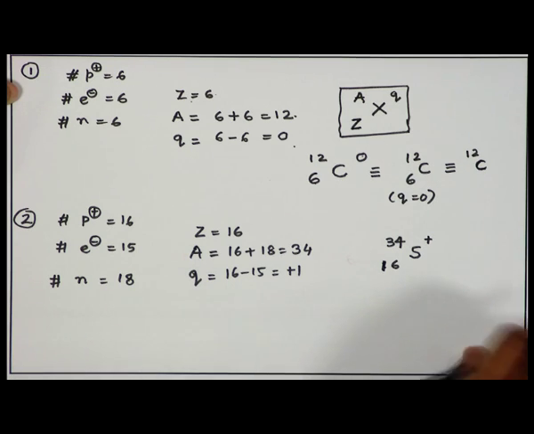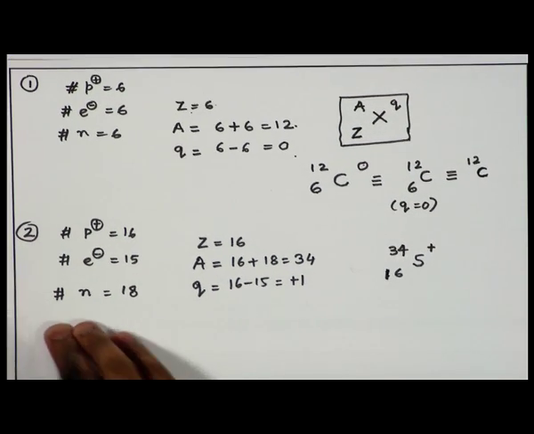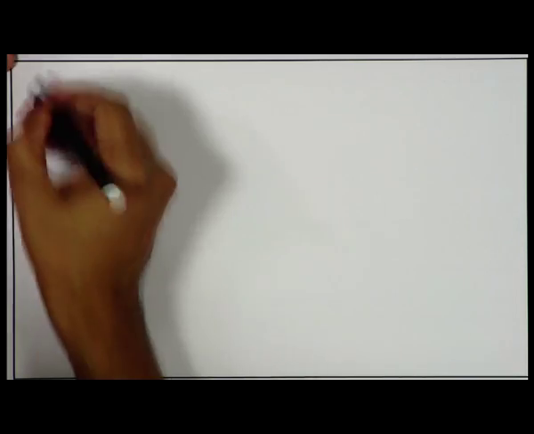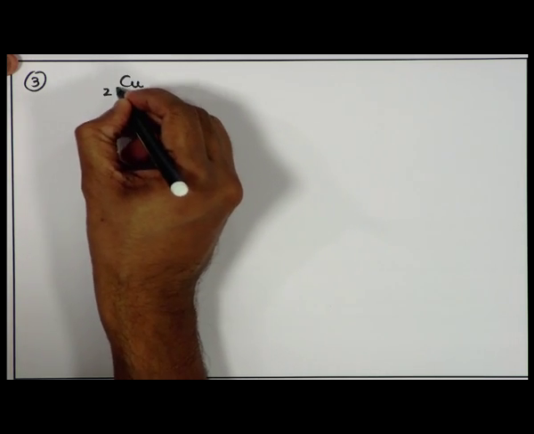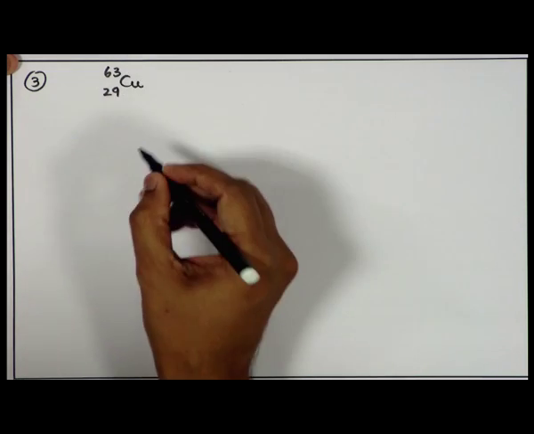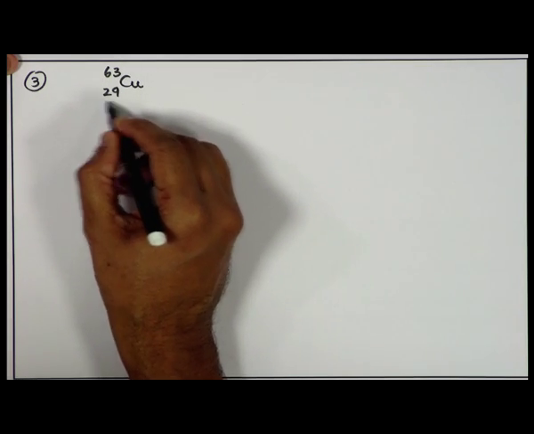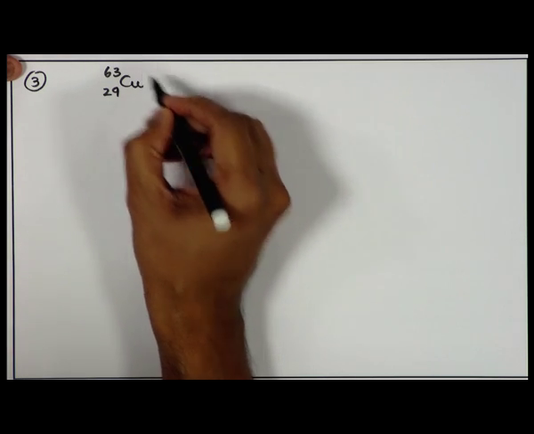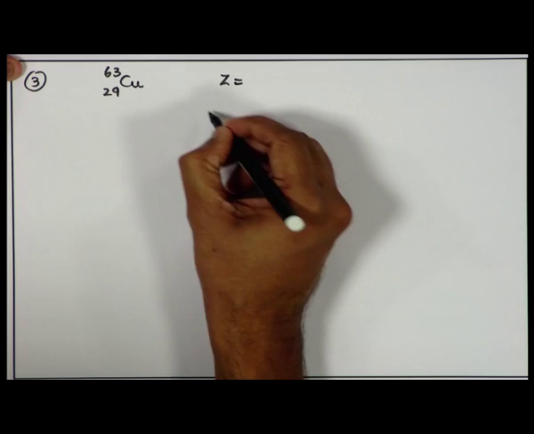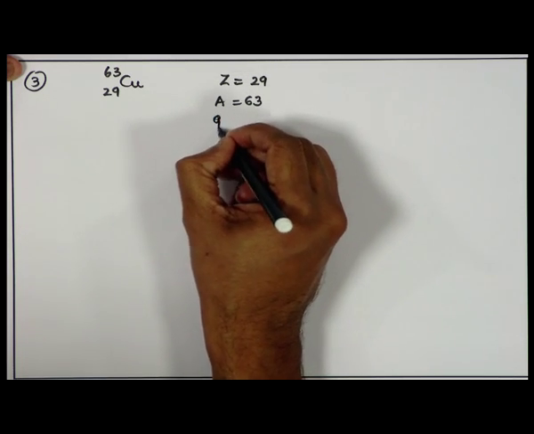We will take 2 more examples and try to understand what more information we can get. Let us take another example. Let us say we have this information Cu 29 63. So, this is a copper atom whose atomic number is 29, whose mass number is 63, and we have to find out the number of electrons, protons, neutrons, the charges on this. So, of course, the charge is given as 0. So, what do I know? I know Z is 29, A is 63, Q is 0.